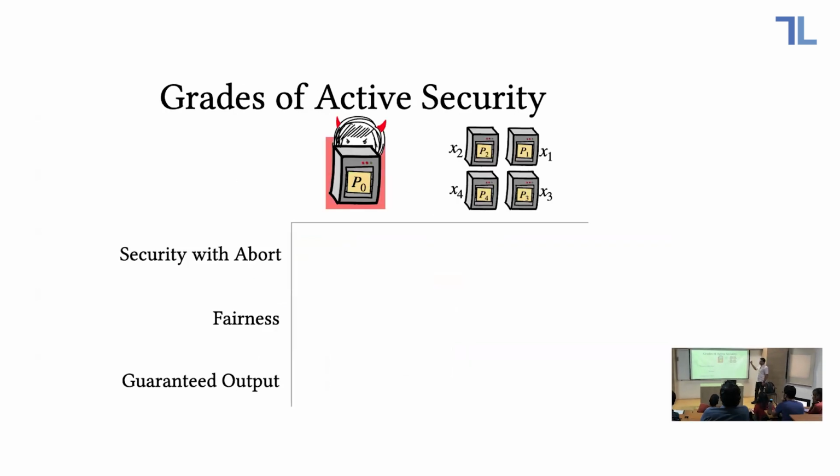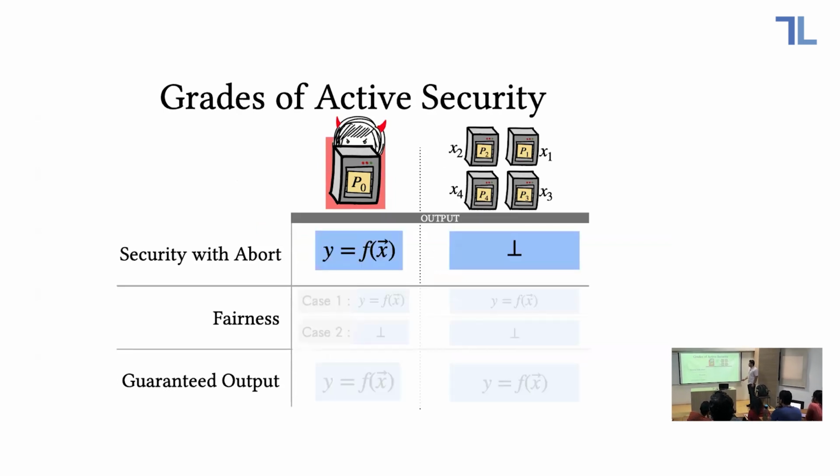So there are different grades of security that one can achieve in the event that one of the parties is corrupt: security with abort, fairness, and guaranteed output. In particular, what security with abort guarantees is privacy, in the sense that the input stays safe, but the output may be delivered to only the adversary. The adversary may decide that the honest parties are not going to get the output. So yeah, I'm putting down what the adversary gets on the left-hand side and what the honest parties get on the right-hand side.